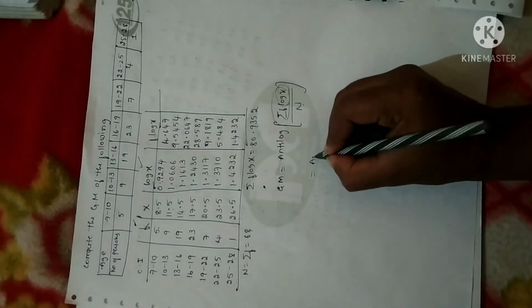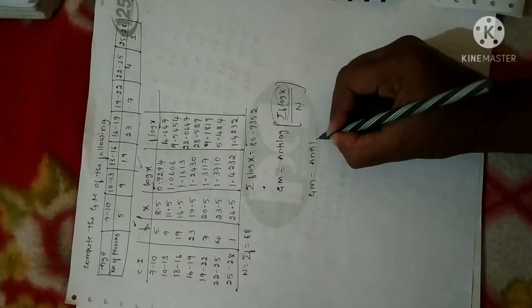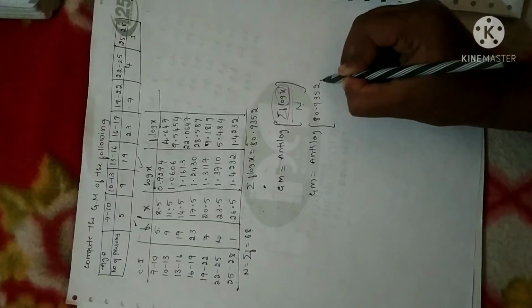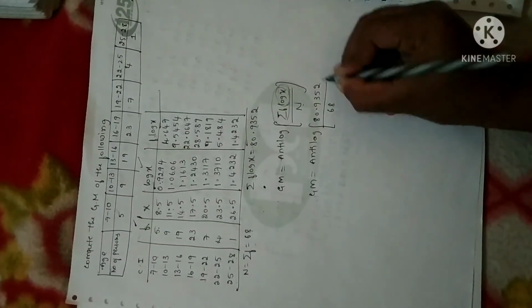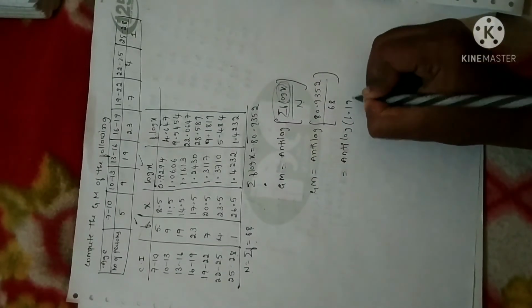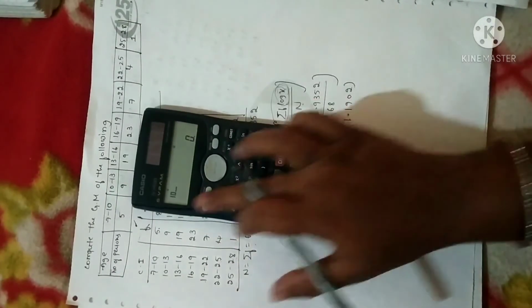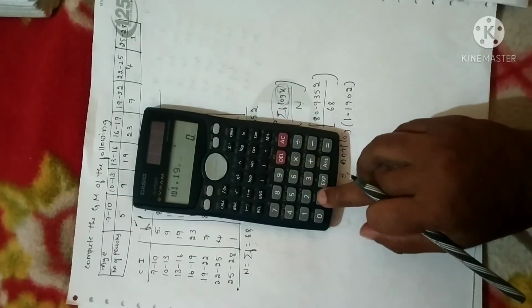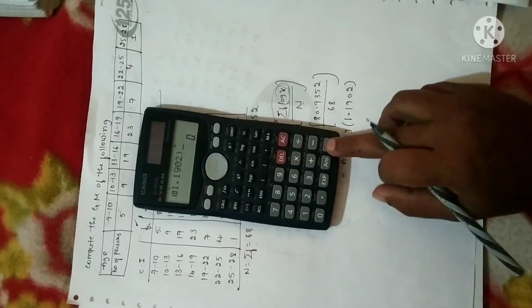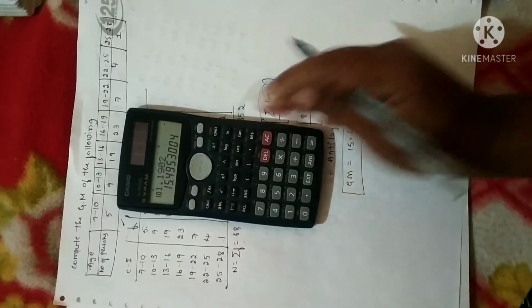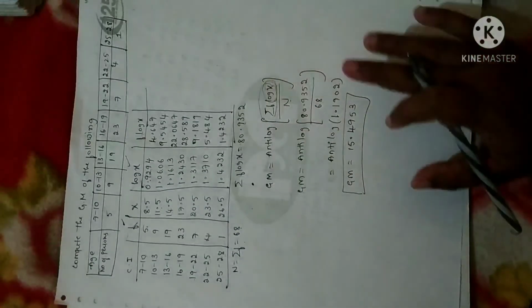Now let me substitute. So geometric mean is equal to anti-log of f into log x value, 80.9352, divided by capital N, 68. Divide it, and you will get anti-log of 1.1902. I will show you again how to find anti-log. First press the shift button and the log button. This is the symbol for anti-log. Now anti-log of 1.1902, close bracket, 15.4953. So the required geometric mean for the given problem is 15.4953. Hope it is clear.